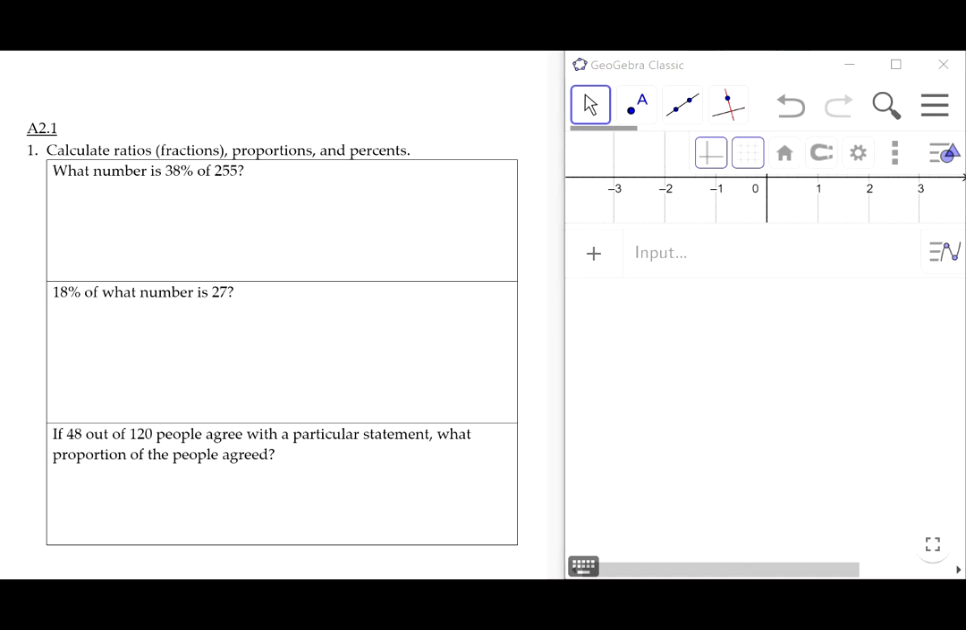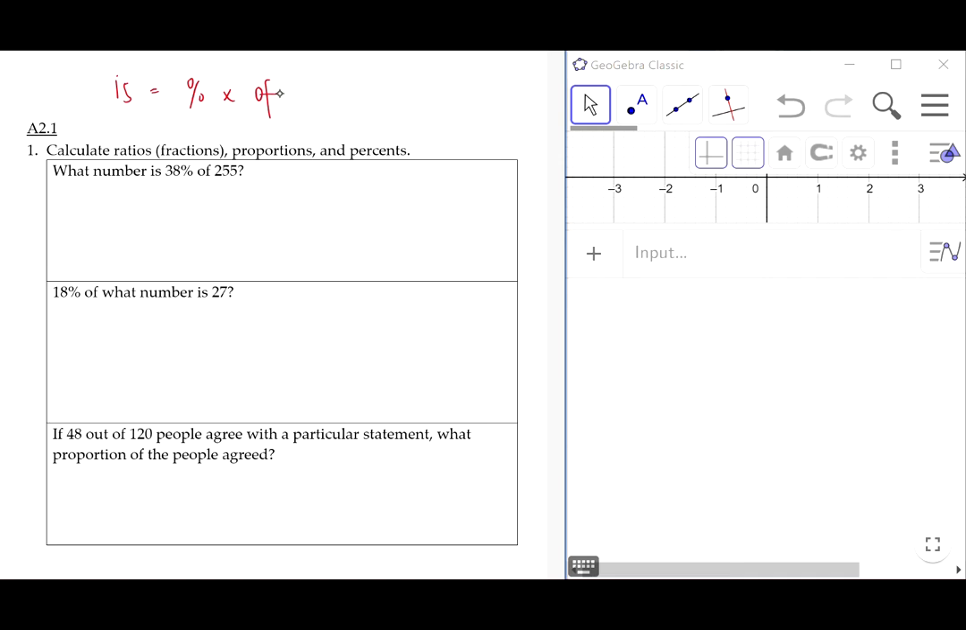Section A 2.1 is another algebra section. Here, the first learning objective is to calculate ratios, or another word is fractions, proportions, and percents. In the lecture notes, a strategy for solving fraction or proportion or percent problems was given, and it's to set up a little equation that looks like this. The is number is equal to the percent times the of number. So we'll use that strategy to solve these questions here.